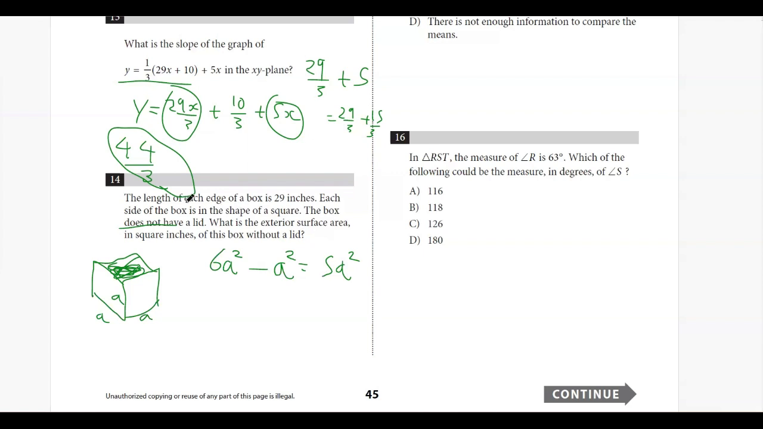And the length of a box is 29 inches. So 5 times 29 squared is equal to 4,205. So 4,205 is the correct answer.